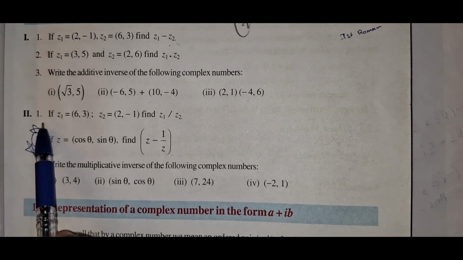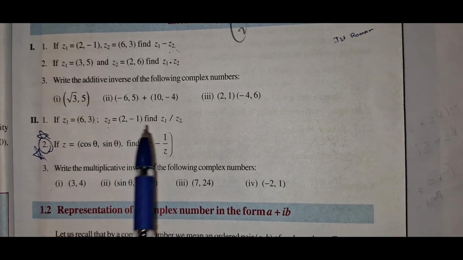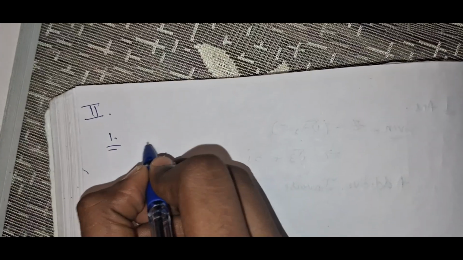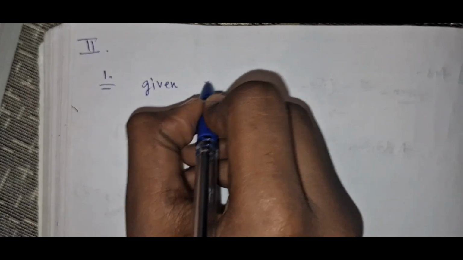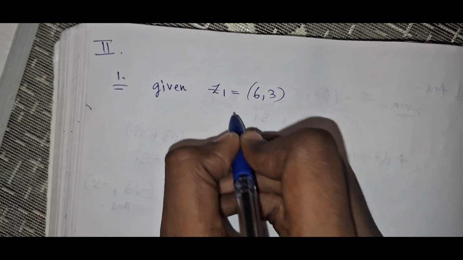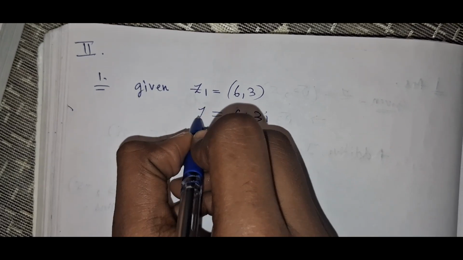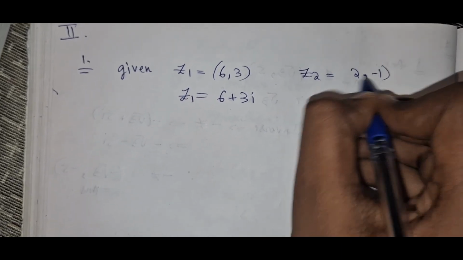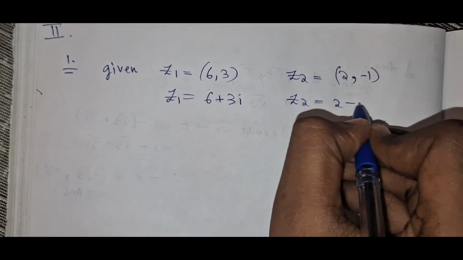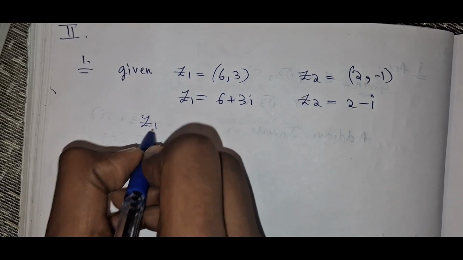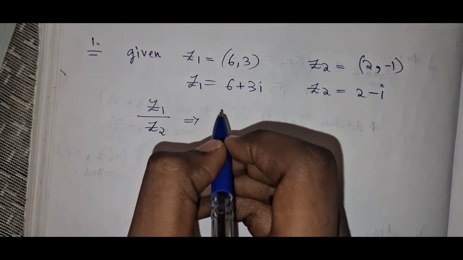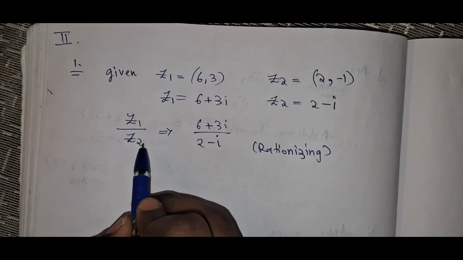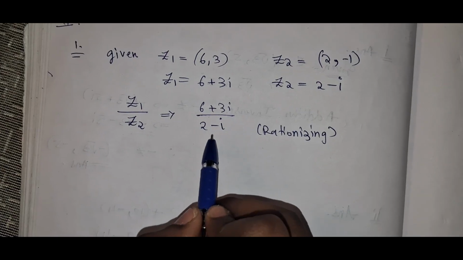Second Roman, first problem, given z1 and z2, we need to find z1 by z2, that is divided by. Given z1 is equal to (6, 3), this can be written as 6 plus 3i. Similarly, z2 is given, which is (2, -1), and this can be written as 2 minus i. Now we need to find z1 by z2, which is equal to 6 plus 3i by 2 minus i.